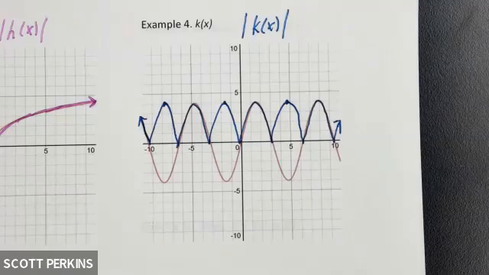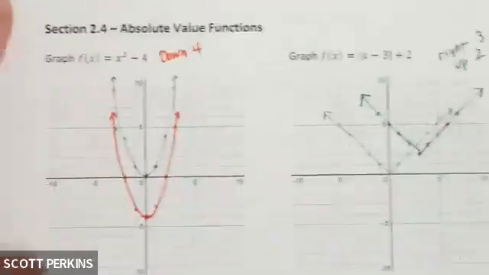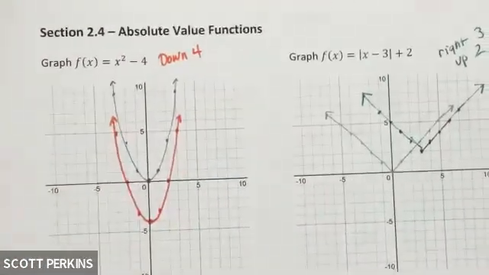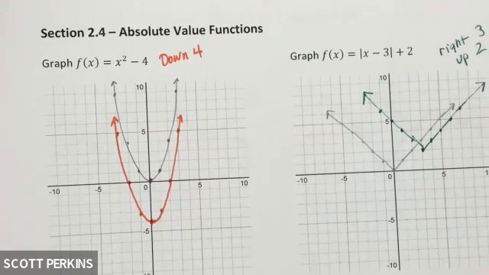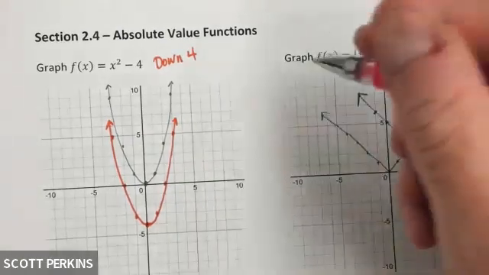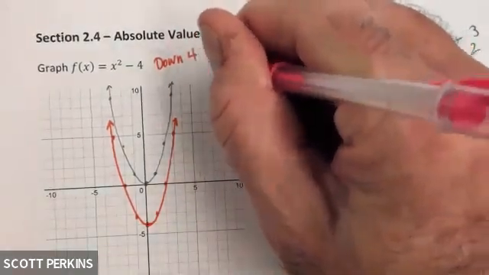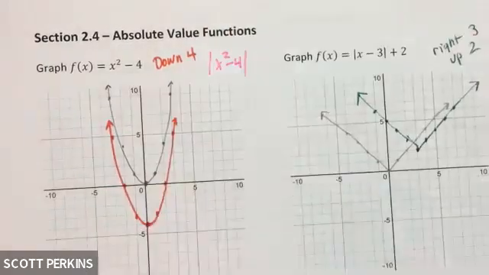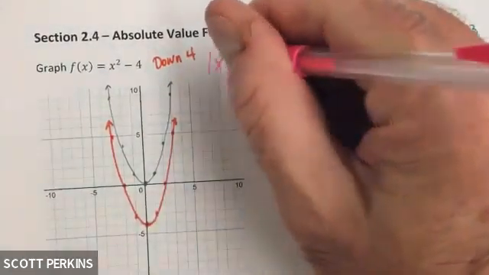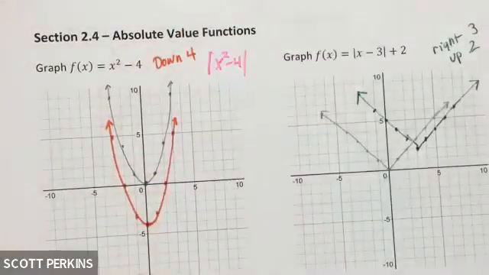I've got one final example for you. So if you have a question, go ahead and be sure to ask it. On the front page we graphed x² minus 4, and you told me that graph just dropped down 4. What I would like you to do now is take that graph and graph the absolute value of x² minus 4. So the absolute value of the graph that we drew.